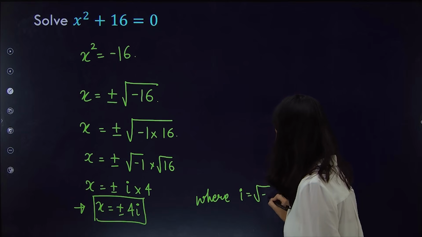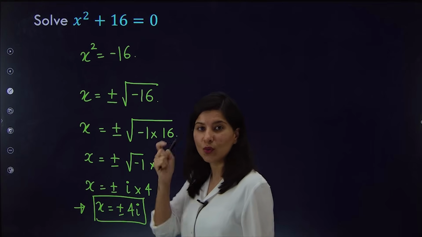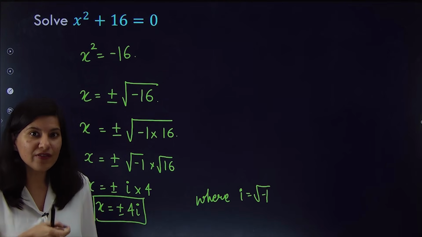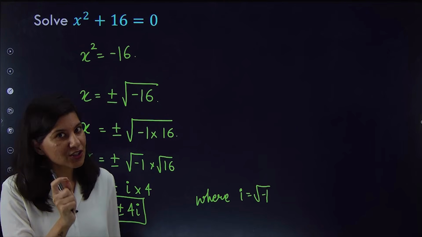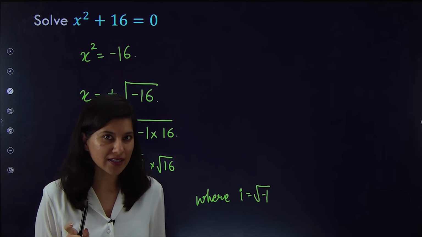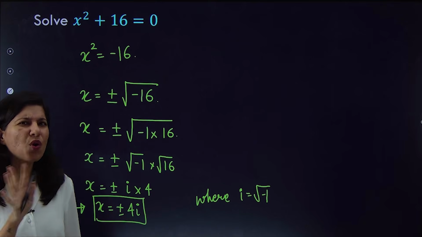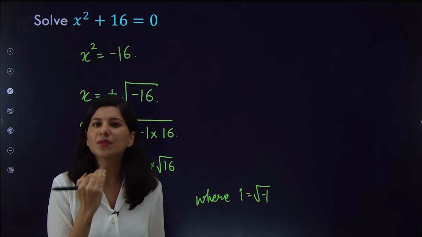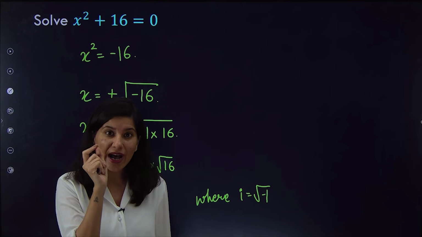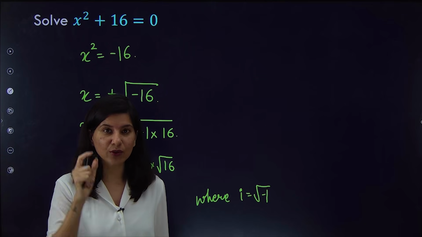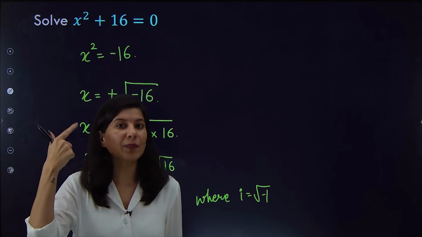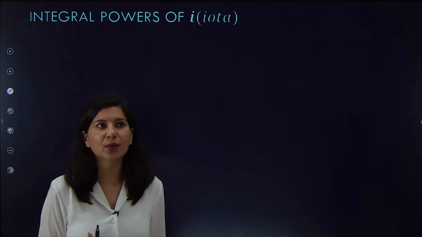Square root of minus 1. So in this whole chapter, I will talk only about iota. Whenever I use the word iota, just understand this is square root of minus 1. Every time we are not going to write root minus 1, root minus 1, root minus 1. You have to have the understanding that iota is square root of minus 1, so it should create a picture in your mind.